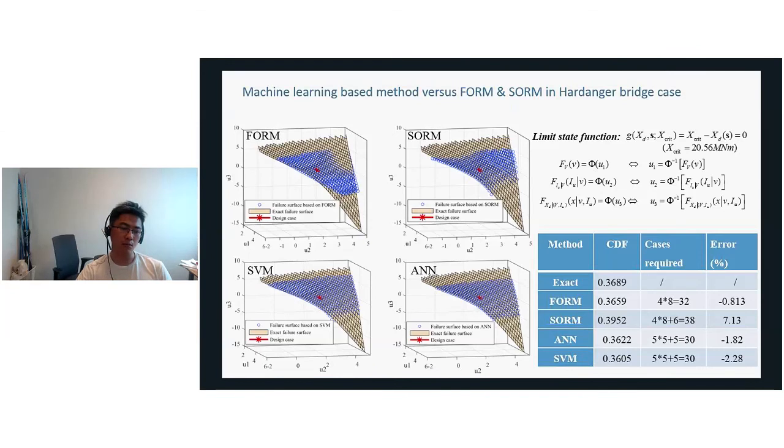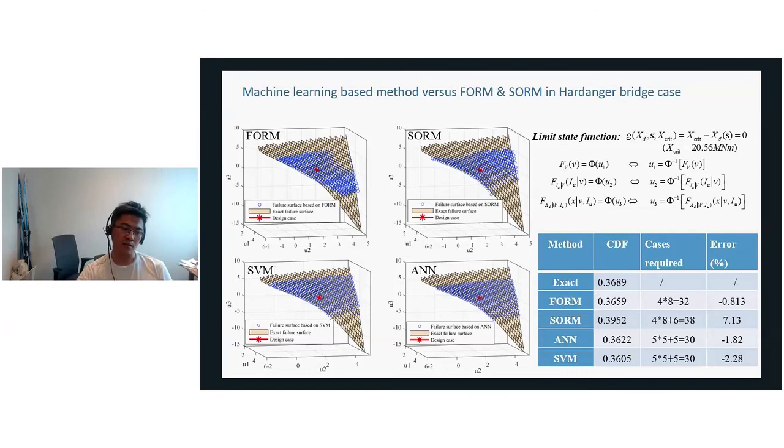Here is the application of machine learning methods to the Hardanger bridge case. We still use the vertical bending moment in the girder as an example, and we assign a value to x critical and plot the limit state function when it is equal to zero. Here we consider the variability of the mean wind velocity and the turbulence intensity. U1 and U2, the x-axis and the y-axis, are transformed from the distribution of the mean wind velocity and the turbulence intensity. And the z-axis U3 is transformed from the conditional distribution of the short-term extreme response. In the figures, the yellow surface is the exact limit state function. The blue circles are the surfaces determined by FORM, SORM, and machine learning methods. In this case, the limit state function is not very nonlinear, so you can see that the first-order and second-order approximations also match very well.